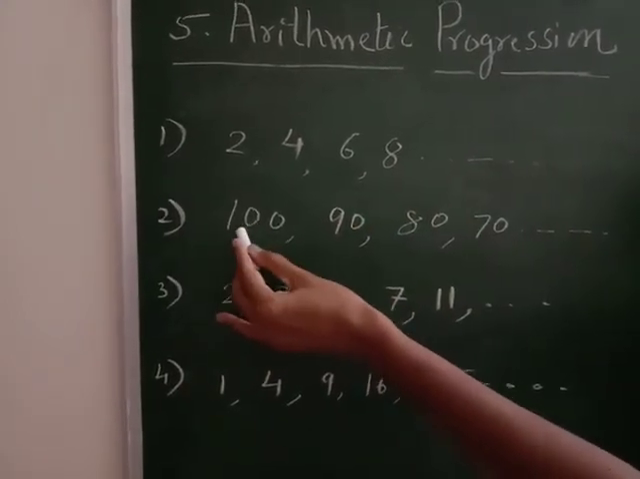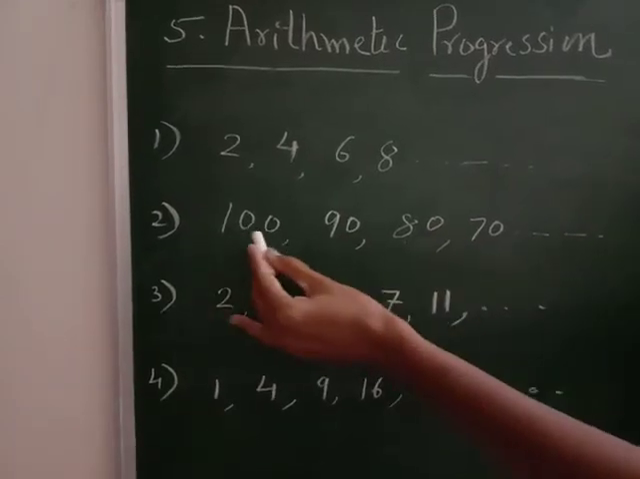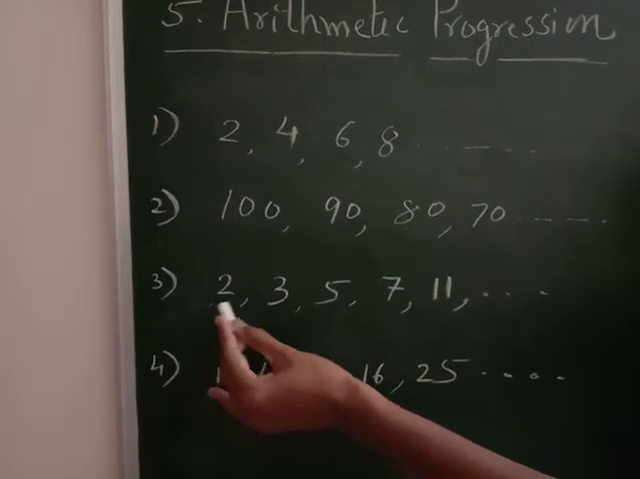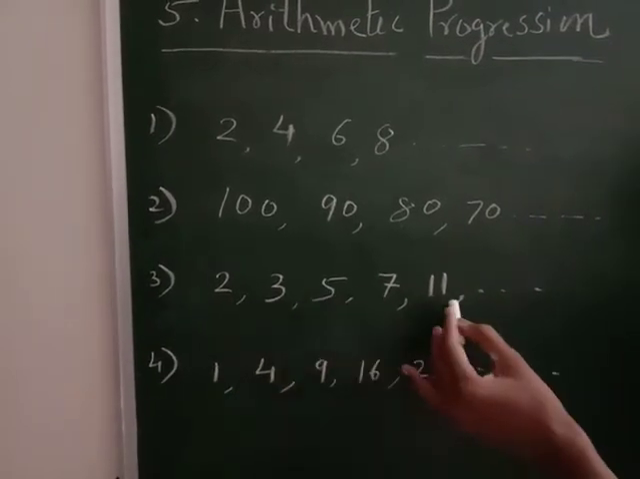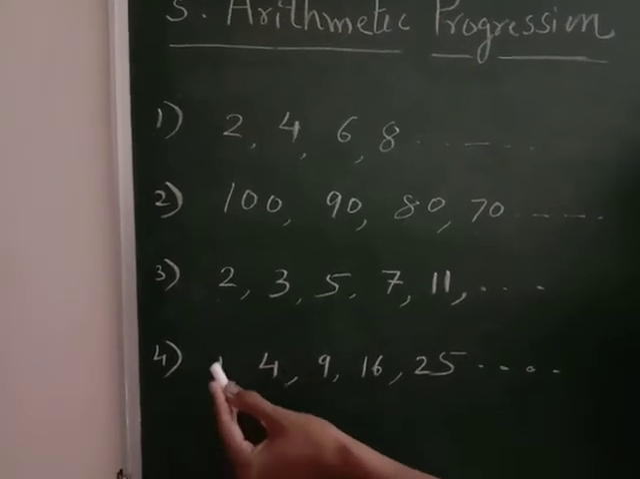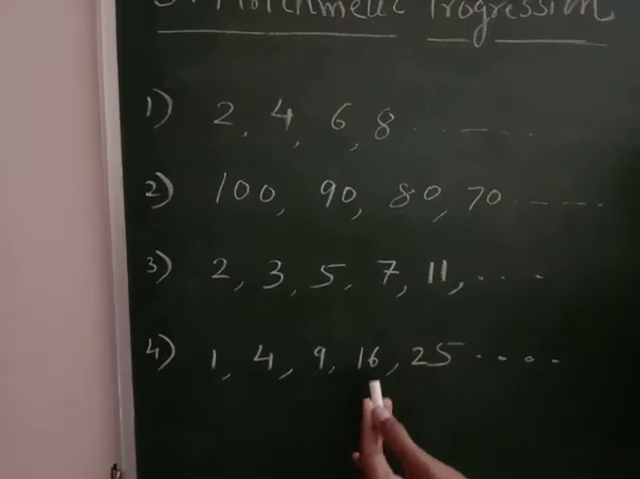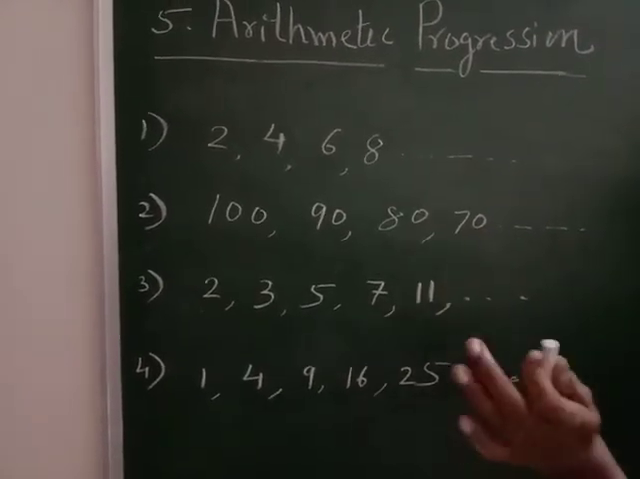Here, this is 100, 90, 80, 70. So it is decreasing by 10. Okay, now see here: 2, 3, 5, 7. These are all the set of prime numbers. Here this is 1 square, 2 square, 4, 3 square, 9, 4 square, 16 and so on. Now out of them, which of them are arithmetic progression?